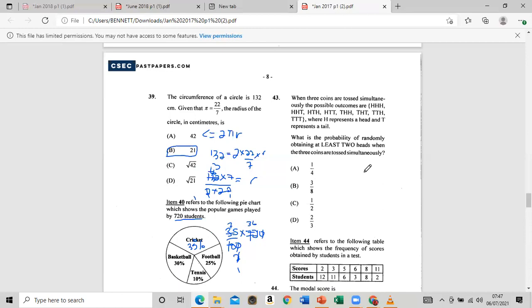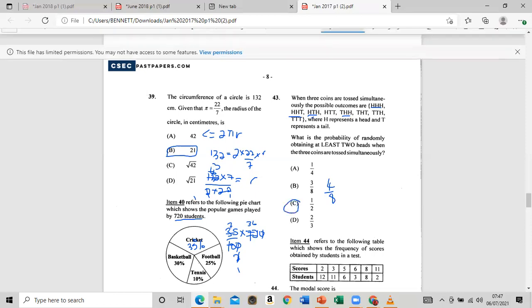All right. When 3 coins are tossed simultaneously, the possible outcomes are listed. What's the probability of randomly obtaining at least 2 heads? So you see the heads now? At least 2. So this includes this, this, this, and this. So that's 4/8. And we can further break it down. Sometimes we get it as 4/8, but then break it down to a half this time. Right?